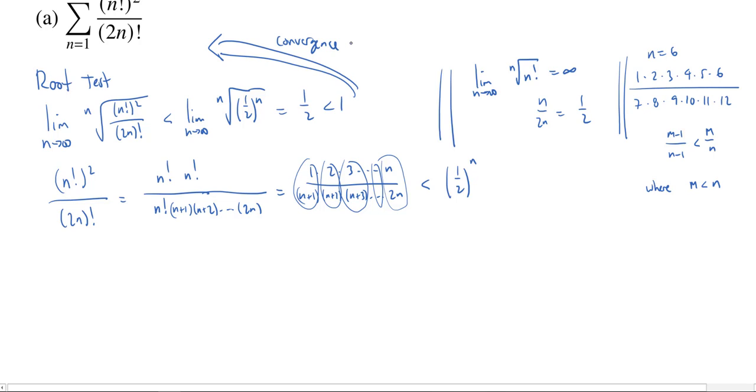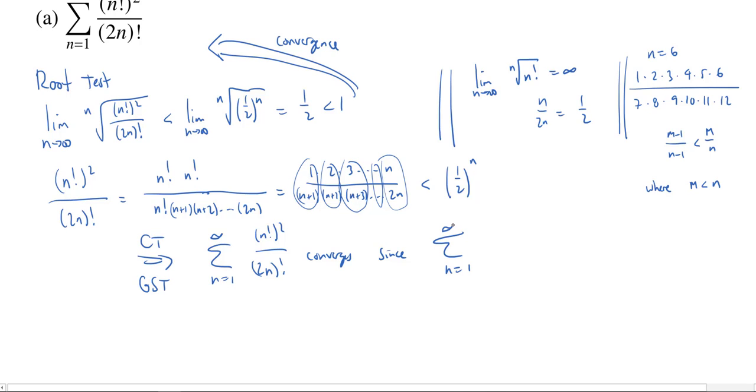All right, but there's really no need to use the root test, actually. Once we identify that the sequence terms are bounded by 1/2 to the n, then by the comparison test and by the geometric series test, we know that this series, n factorial squared over 2n factorial, converges, since the geometric series, 1/2 to the n, converges. In fact, we know exactly what it converges to.